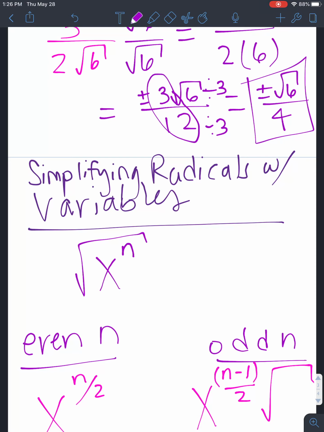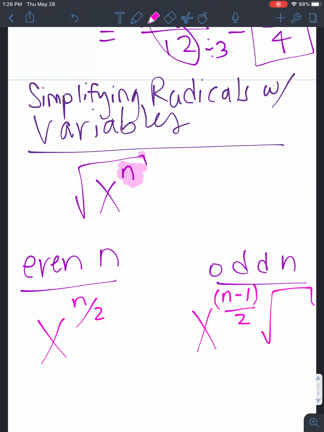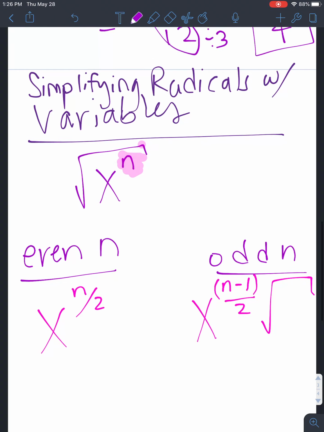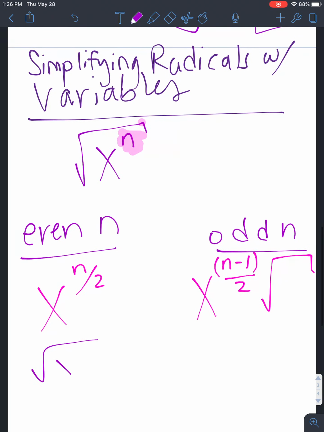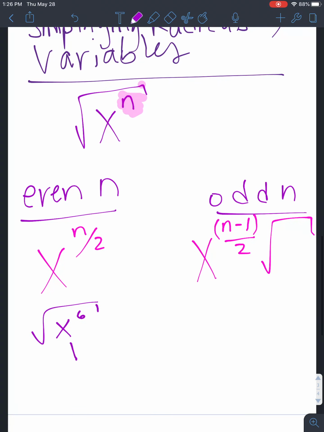All right, so there was one final aspect of chapter 9 that we covered, and that was simplifying radicals that had variables in them. So if we had something like the square root of x to the nth power, when n was even, when this exponent was an even number, then the fully simplified version would be x to the n over 2. So for example, if we had the square root of x to the 6, the answer would be x to the 6 over 2, or x cubed, or x to the 3.